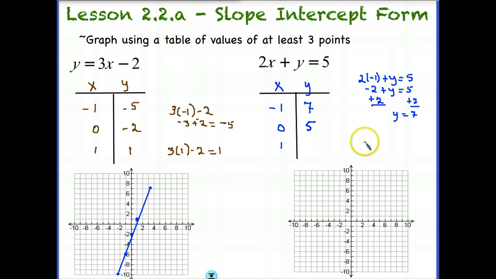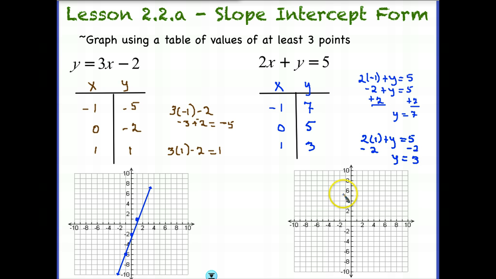Let's look at 1 then. So if I plug in a 1 in for x, I get 2 times 1 plus y equals 5. 2 times 1 is just 2. And so I'm going to go ahead and subtract 2 to move it to the other side. And I would get y equals 3.